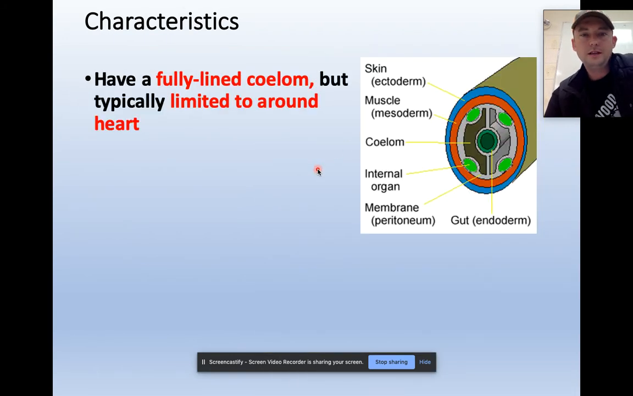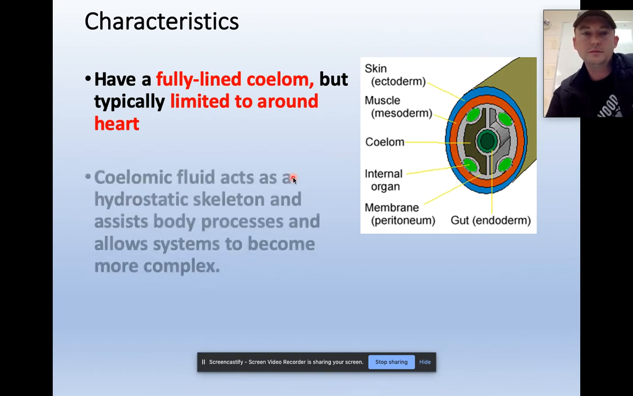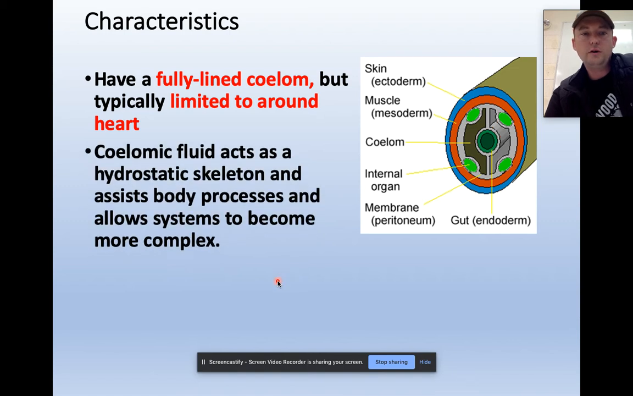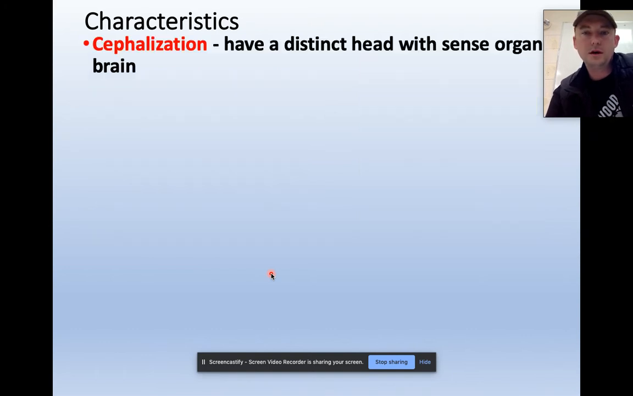They do have a fully lined coelom, but typically limited around the heart. This is different than the nematodes, which had a pseudocoelom. These guys have a full coelom as the body cavity. Again, this coelom will act as a hydrostatic skeleton like it did in our roundworms. However, because it is a full coelom, this allows for a lot more complex systems within our mollusk.